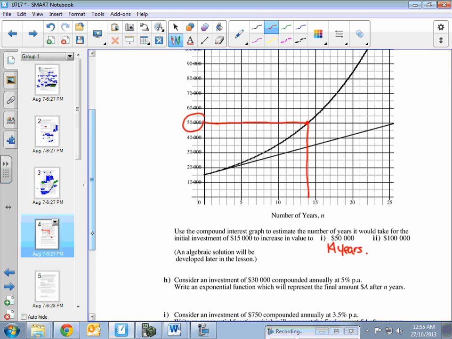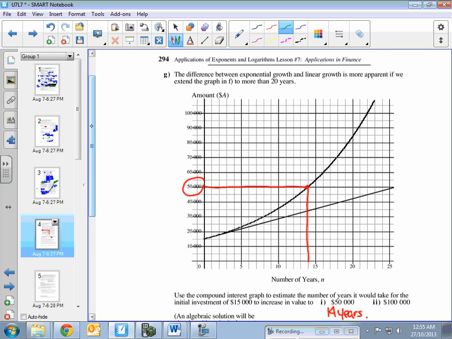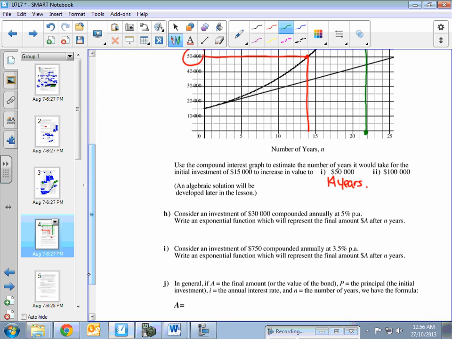So let's look at $100,000. So I'm going to do this in green. At $100,000, you go right until you find your compound interest graph, connect there, go straight down between 20 and 25. 2 points in between, so it'll be 22 years. So tomorrow's lesson, you will determine how to figure this out algebraically.